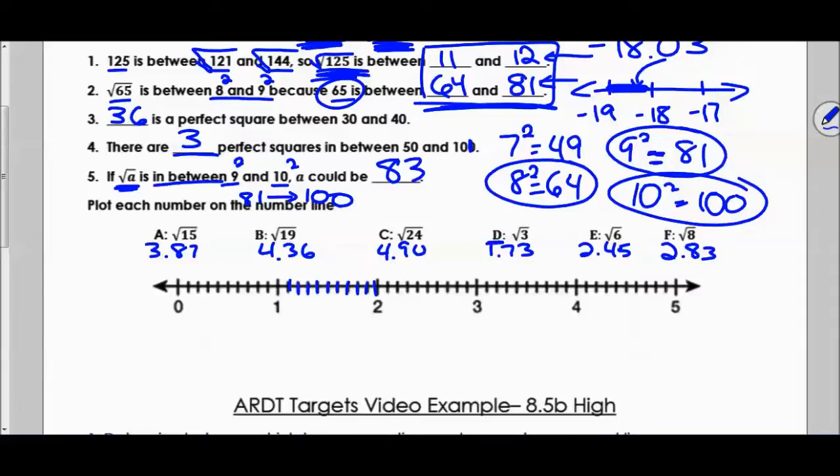D is 1.73, so 1 and 7 tenths. 1, 2, 3, 4, 5, 6, 7. D is a little bit past 1.7. Next one is 2.45. 2, and then 1, 2, 3, 4. It's a little bit bigger than that. It's actually in between those next two. So that is E, just bigger than that. 2.83 is our next one. So we have 2.4 there, 2.5, 2.6, 2.7, 2.8 is here.